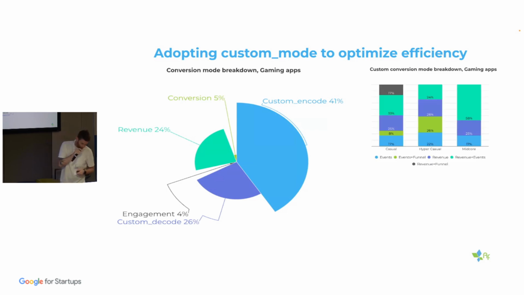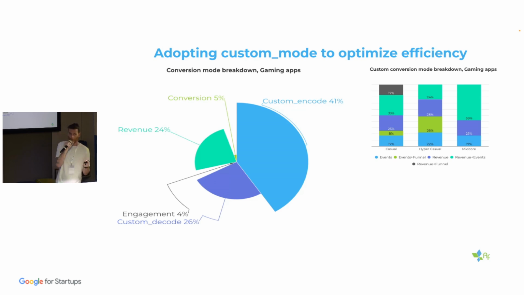Now digging into the custom encode, and we did it with these three subcategories. So you can also see that on the subcategory level, they actually act differently. While with hyper-casual apps, you don't see a clear direction towards which conversion mode they prefer, when we are looking at mid-core, we see that they are clearly more leaning towards the revenue.